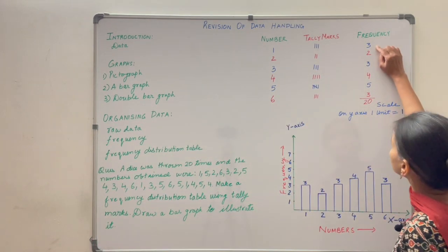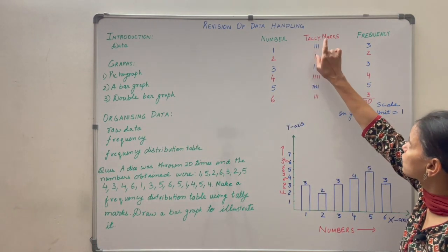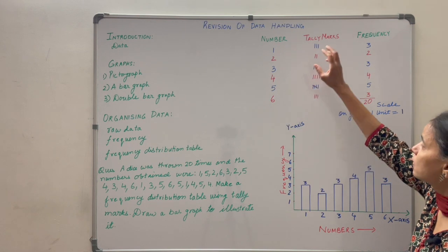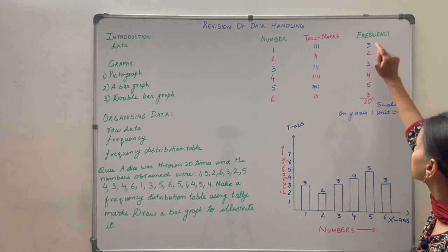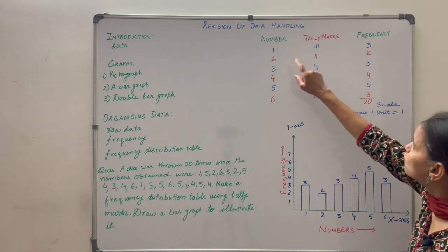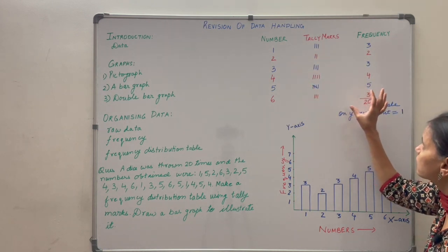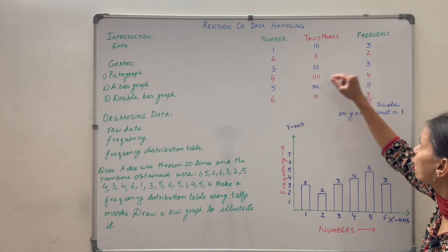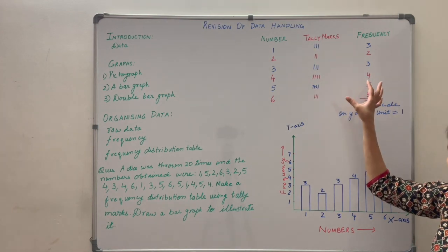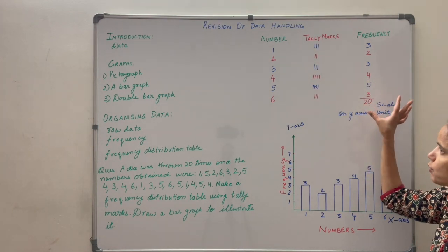Here 3 is the frequency for 1. So it shows that when the dice is thrown 20 times, 1 has occurred 3 times. 2 is occurring 2 times. So this is showing the frequency of an entry, how many times it occurs. So this is called the frequency distribution table.